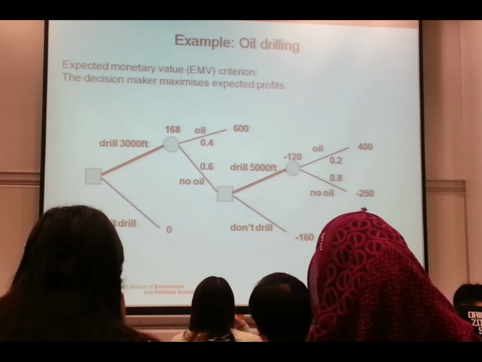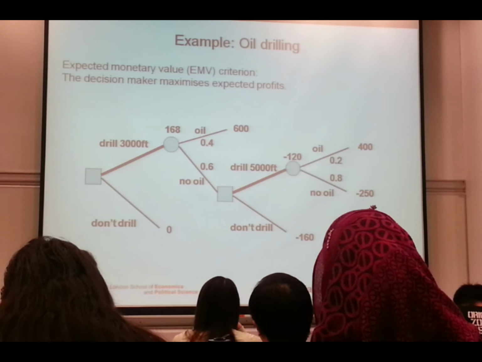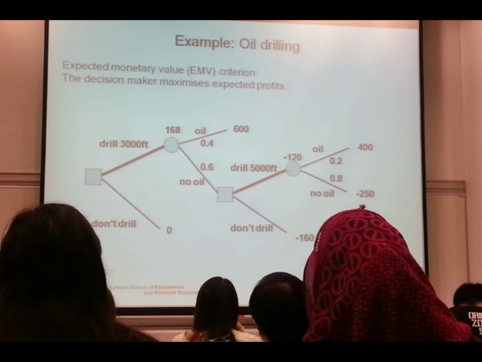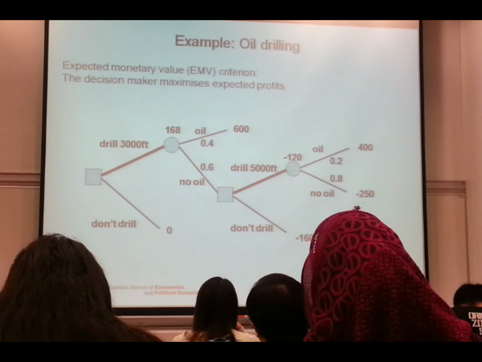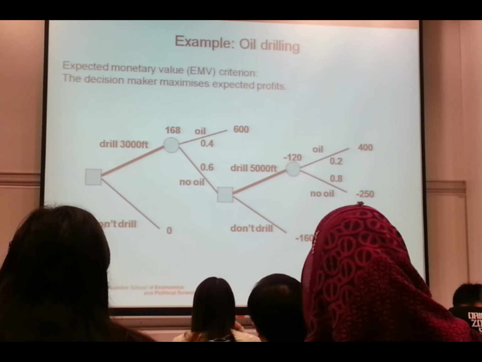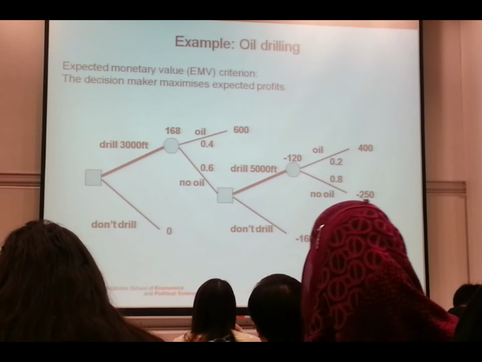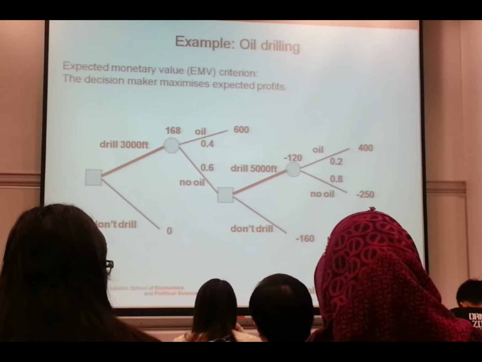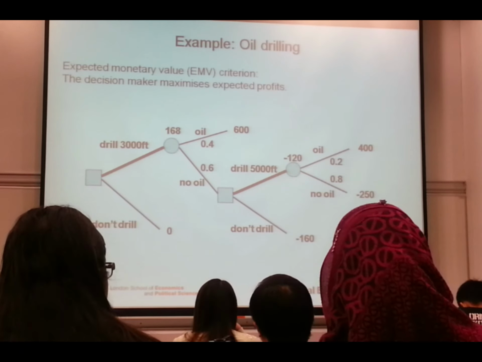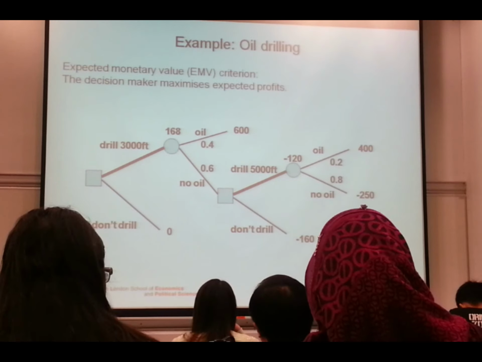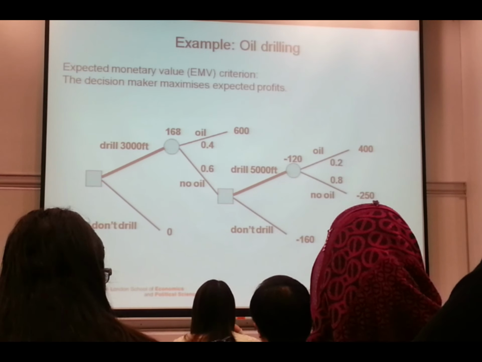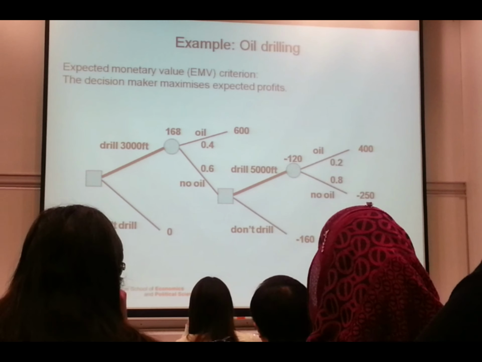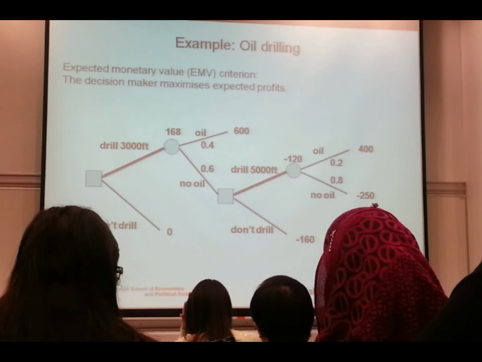And with 0.6, I'm going to be in the state to continue drilling, and in that case, I'm going to expect minus 120 in the second state. So I get 0.6 times minus 120, that's minus 72. So we've got 240 minus 72, so my expected profits from drilling are 168. I compare the 168 to not drilling and getting 0. So of course I'm going to drill.